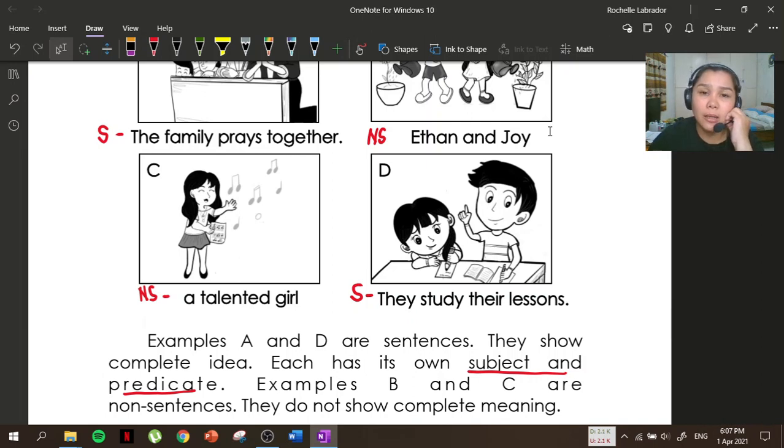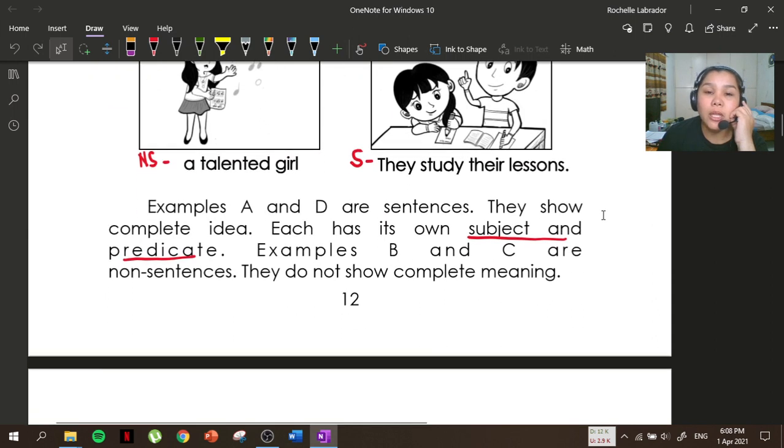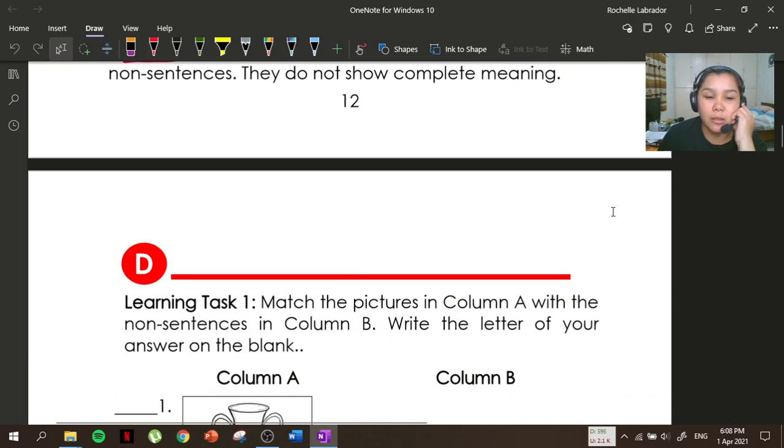Parang nabanggit lang, Ethan and Joy. Nothing was mentioned about Ethan and Joy. Parang they just name names. Therefore, it's a non-sentence. Another one, ito naman, a talented girl. What is it about the talented girl? Kulang pa. It does not tell a story yet. Therefore it's a non-sentence. The examples will show you how sentence and non-sentence differ from each other.